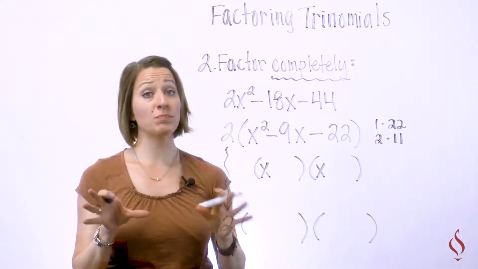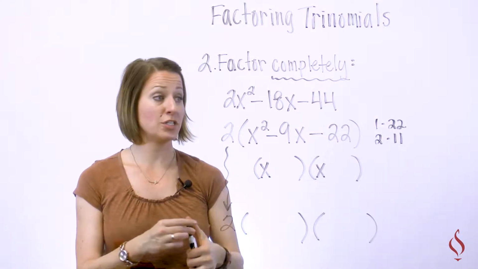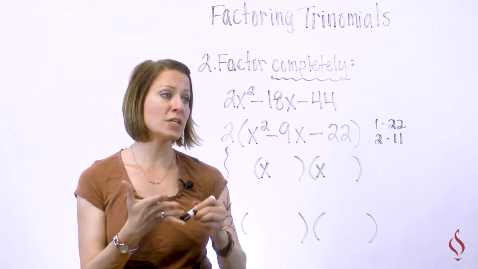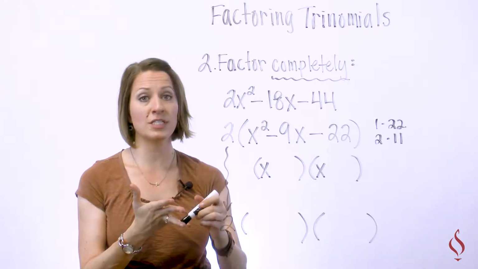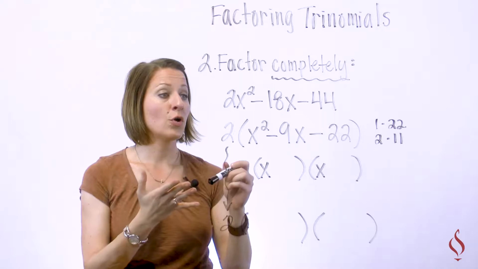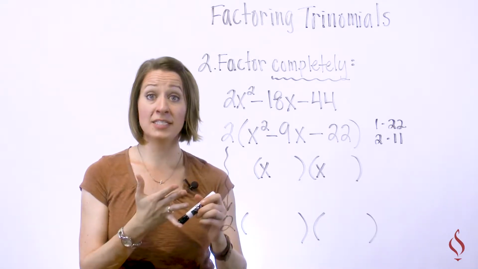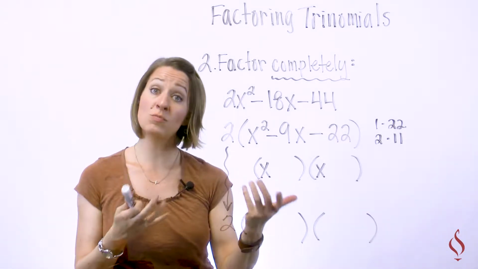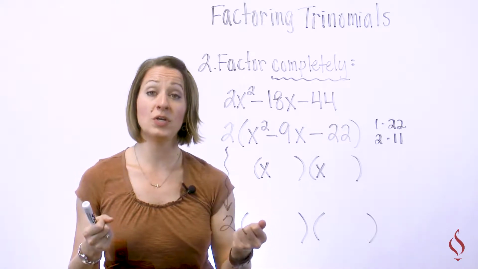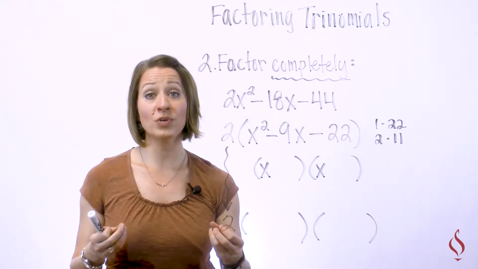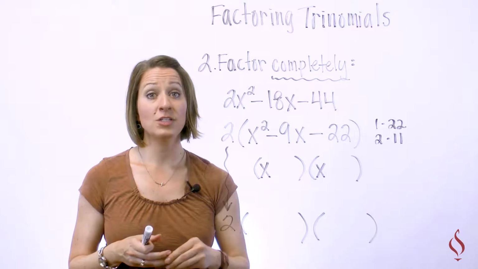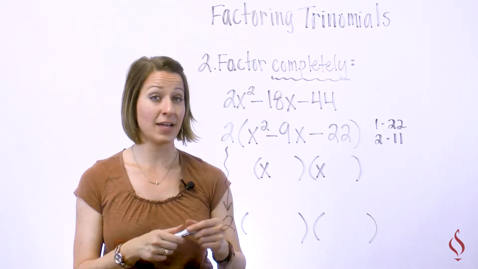There's only a couple ways to get to negative 22 or 22. It's 1 times 22 and then 2 times 11. Now, one of them has to be negative to multiply to negative 22, and the larger one needs to be the negative to add to negative 9.